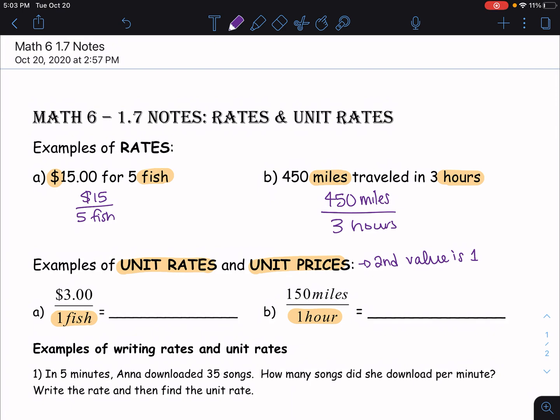So here the cost is $3 per fish. And that per represents the fraction bar. This is 150 miles per hour, so MPH, we should be familiar with that. And again, the P, or per, stands for the fraction bar. So now we're going to go the other way, and I'm going to give you the wording of these rates, and we are going to write a rate and then a unit rate to represent the situation.